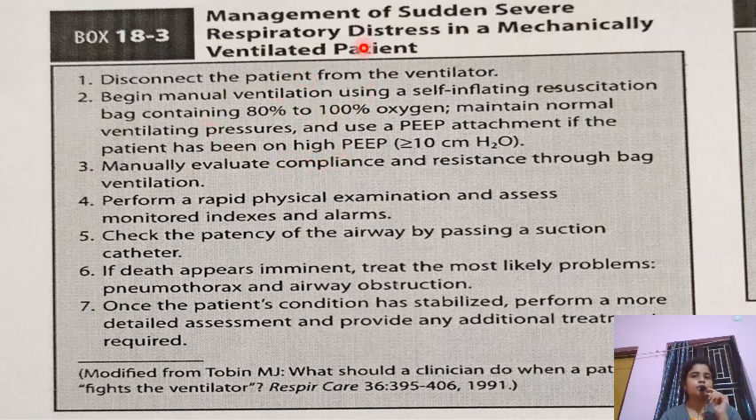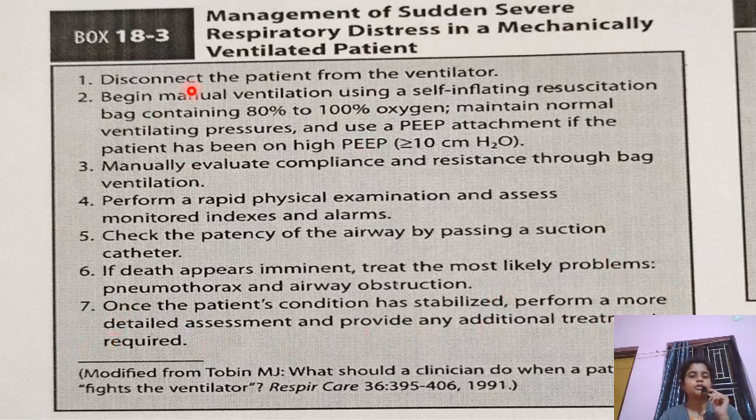If the patient has any respiratory distress or ventilatory failure, you should disconnect the patient from the ventilator and use bag and mask ventilation. If bag and mask cannot be used, you can use a Bain circuit for the ventilation of the patient, and manually evaluate the compliance and the resistance through bag ventilation. Perform a rapid physical assessment, assess monitored indexes and alarms, and check the patency of the airway by passing a suction catheter. If death appears imminent, treat the most likely problem like pneumothorax or airway obstruction if present. Once the patient condition has stabilized, perform a more detailed assessment and provide additional treatment.